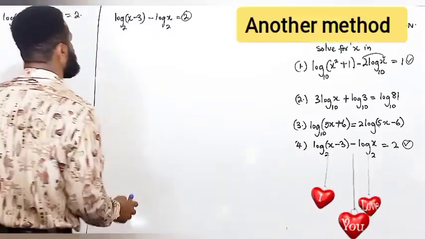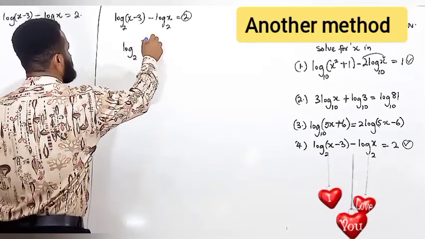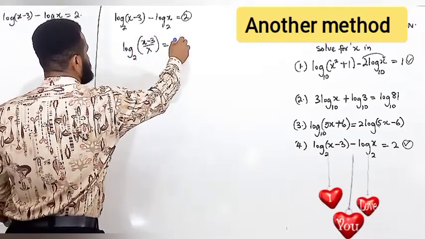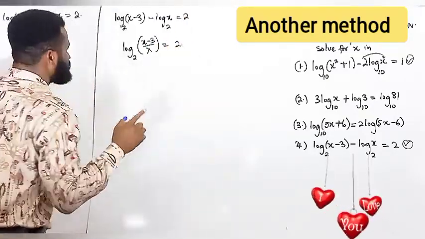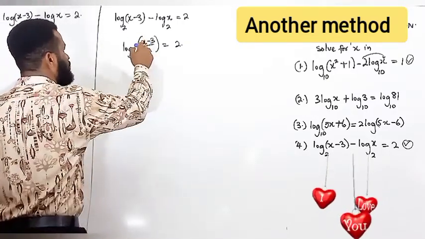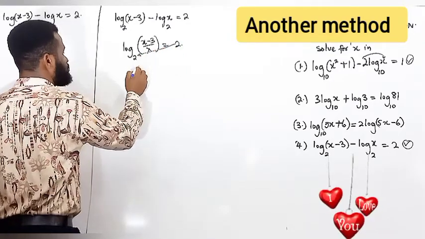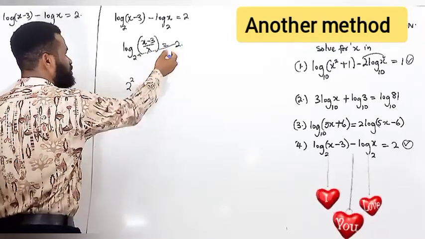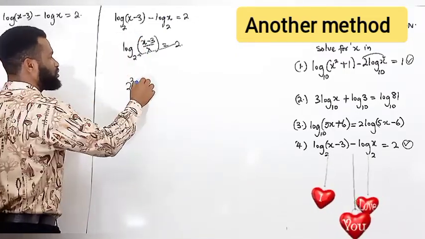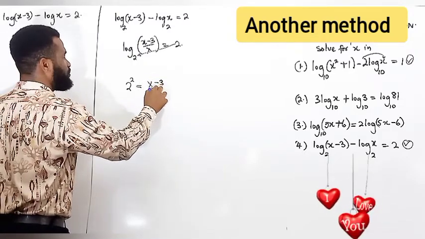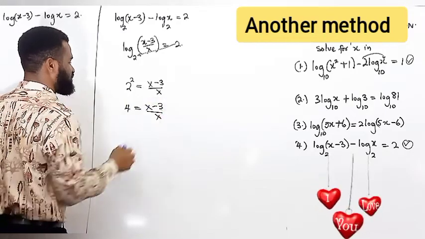There's another approach I'm going to use. The approach is this: log base 2 of x minus 3 divided by x is equal to 2. So you see, according to the explanation I gave before, when you have log to a base equal to a value, this value will come on top of 2. So I have 2 raised to power 2. These 2 coming on top of these 2. And this is equal to whatever is in front of the log. So we have x minus 3 over x. So this 4 is equal to x minus 3 over x.